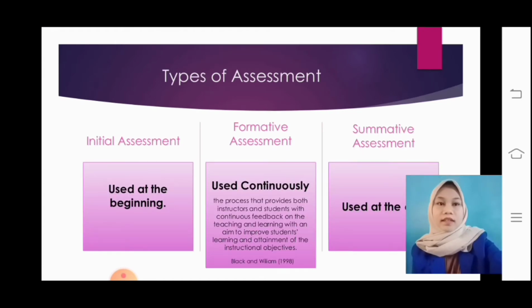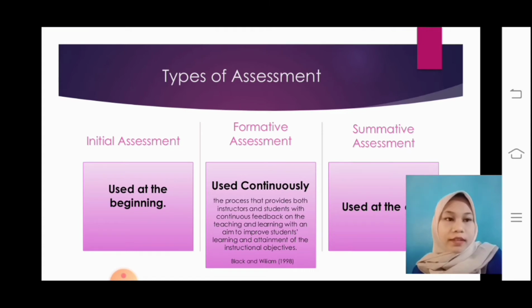And then next, types of assessment. There are 3 types of assessment, such as initial assessment, formative assessment, and then summative assessment. Initial assessment is done at the beginning of the course, and the purpose is to analyze the strengths and weaknesses of the students.